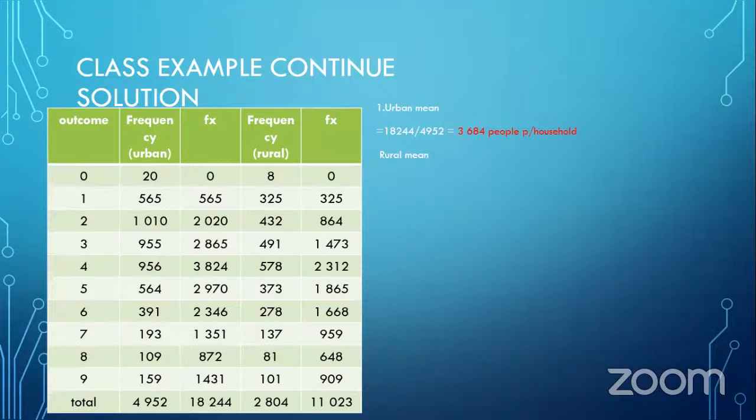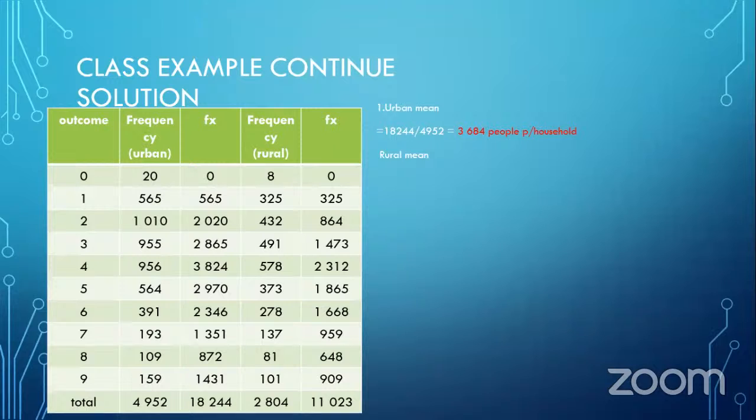But we're not doing that. We are calculating the mean for the people that are living there per household. So you divide the total number of people by the total number of households, which is the frequency, 4,952.